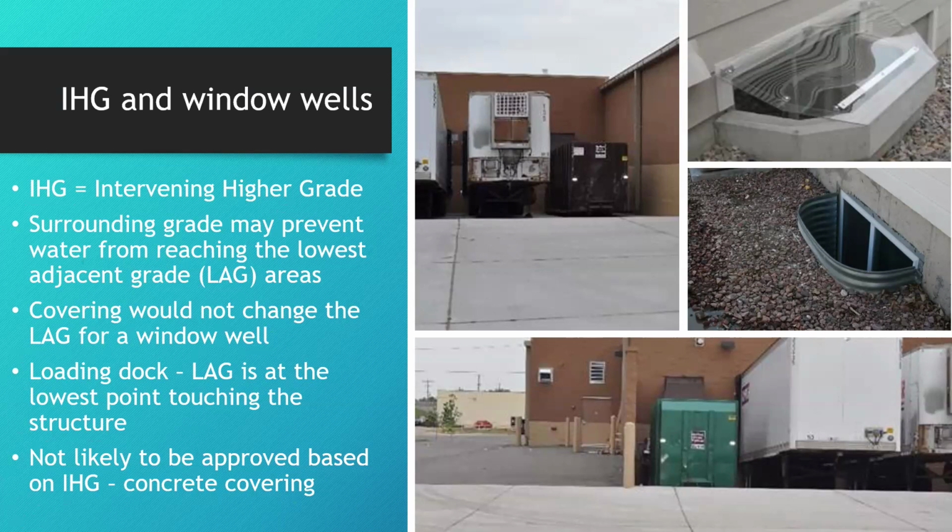So IHG is intervening higher grade. So again, that surrounding natural dirt might prevent water from reaching the lowest adjacent grade at the bottom of the window well and flooding the basement. And so that's how it's documented. Again, a covering is not going to change what the LAG is. Again, the loading dock, the lowest adjacent grade is at the bottom of the slab, the lowest point that is touching the structure. And again, it's not likely to be approved if it's covered in concrete like that.